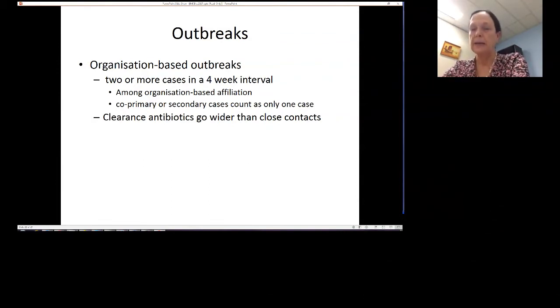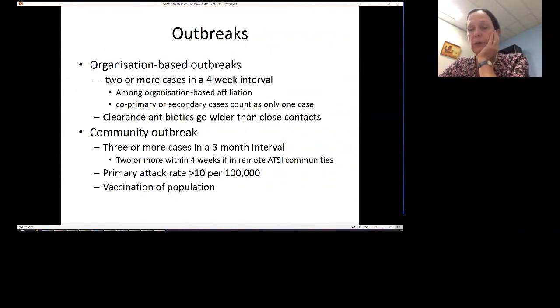And the response there is mainly that clearance antibiotics go to a much wider group, and that's because it's hypothesised that there's been much wider carriage of the invasive strain, so that it's important to clear that bug from this organisation. I think there's another point on this slide that we looked at, community-based outbreaks, which are defined as, Brittany, can we have another click? So community outbreaks are 3 or more cases in a 3-month interval in the general community. But in Aboriginal communities, if we get 2 or more within 4 weeks, then that also meets the criteria for a community outbreak.